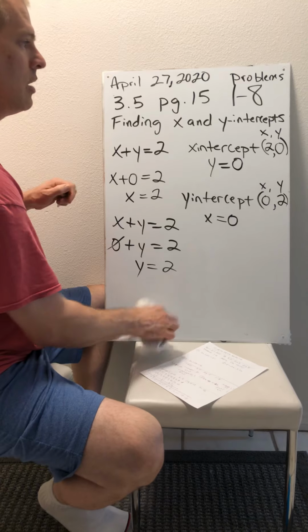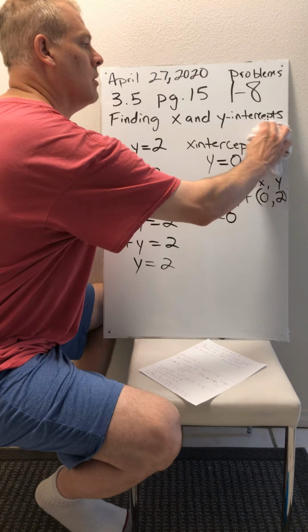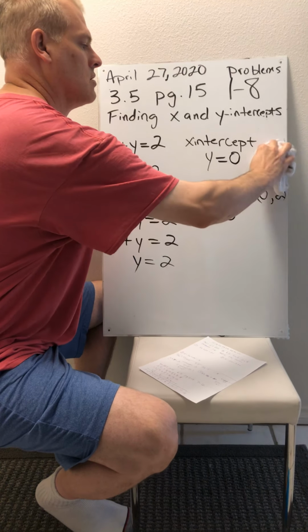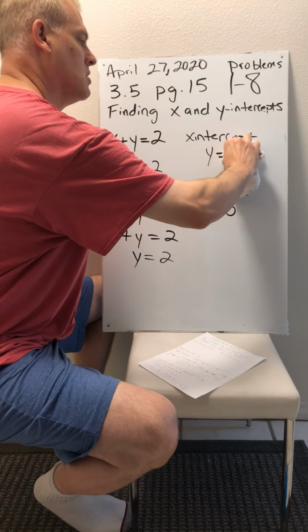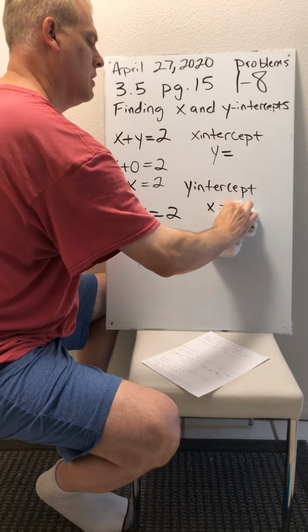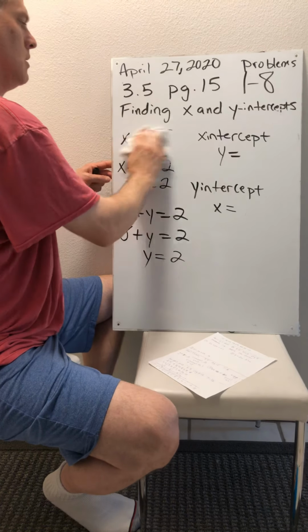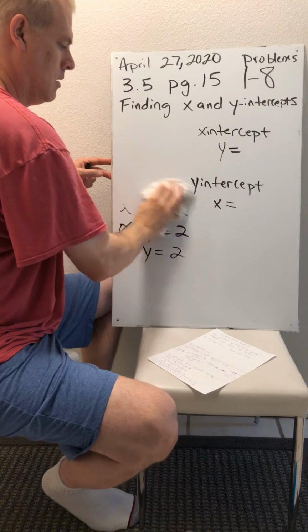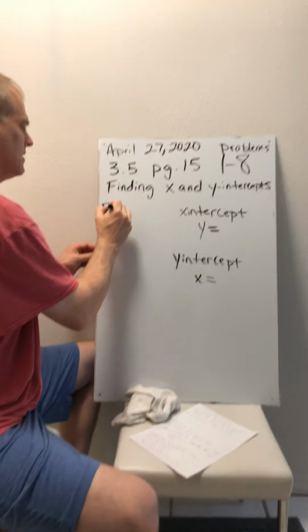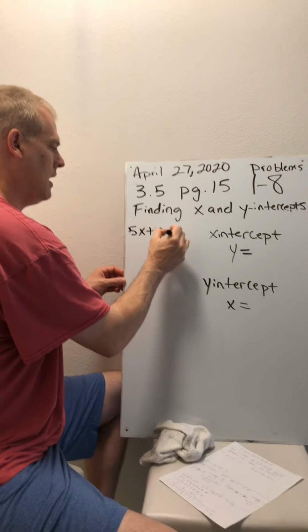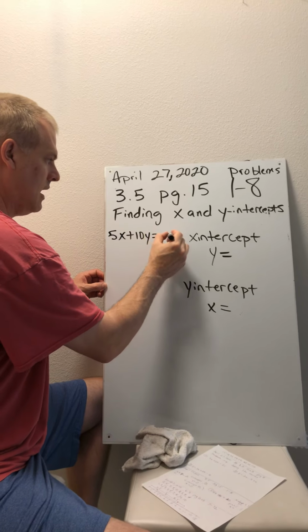So now let's work on one that's going to be a little bit harder. So I'm going to erase here. We'll go back and do it again. Okay, so now we're going to do 5x plus 10y equals negative 20.